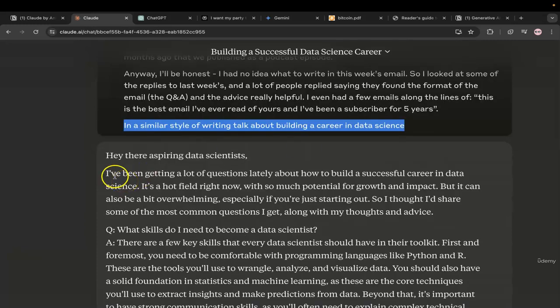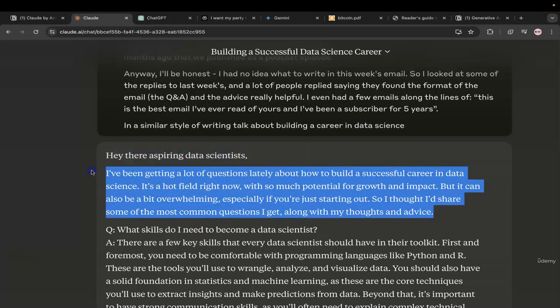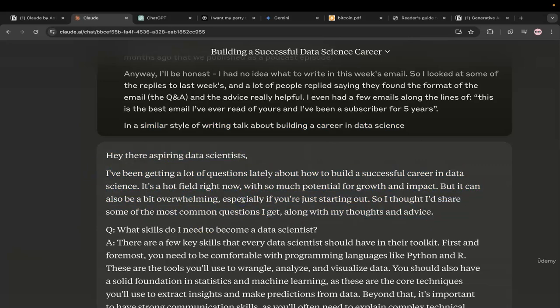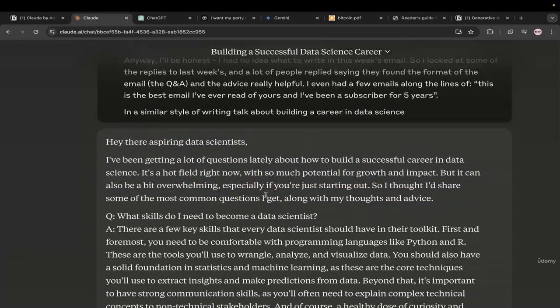Claude comes back by saying, "I've been getting a lot of questions lately about how to build a successful career in data science. It's a hot field right now with so much potential for growth and impact. But it can also be a bit overwhelming, especially if you're just starting out. So I thought I'd share the most common questions I get along with my thoughts and advice." This looks very humanized. I don't see anything that makes me think that this is generated by AI.